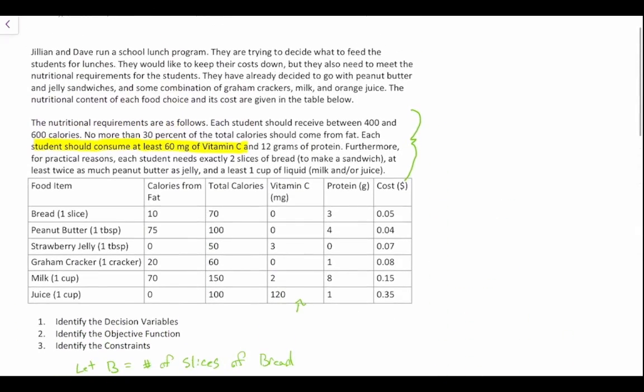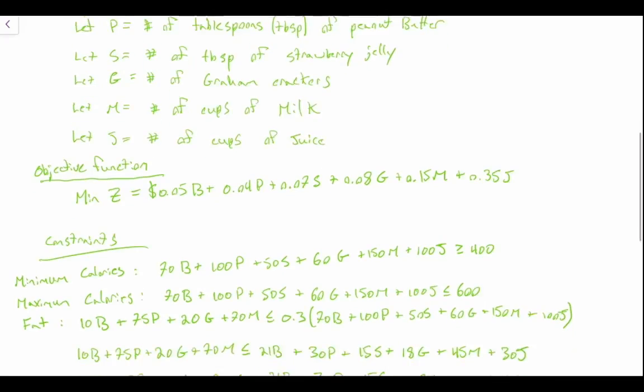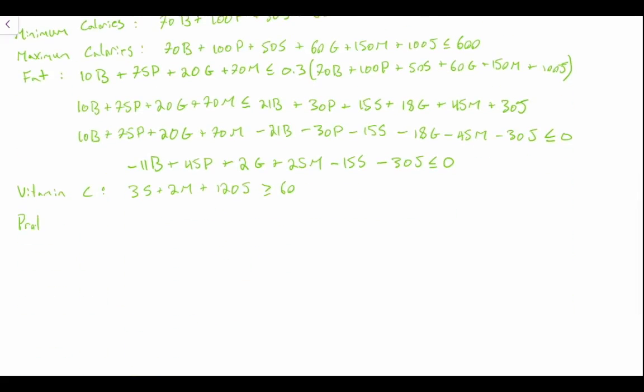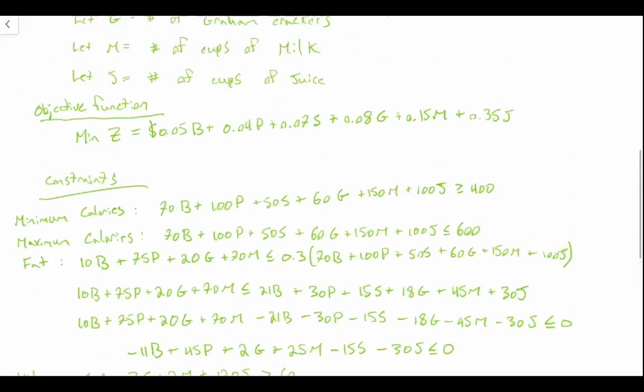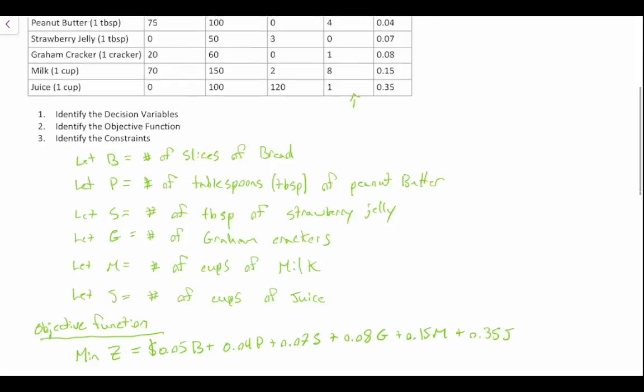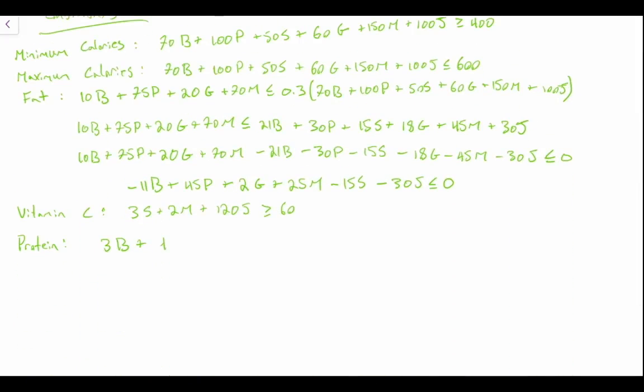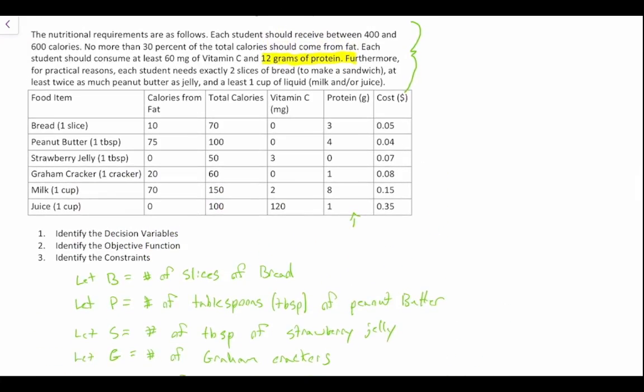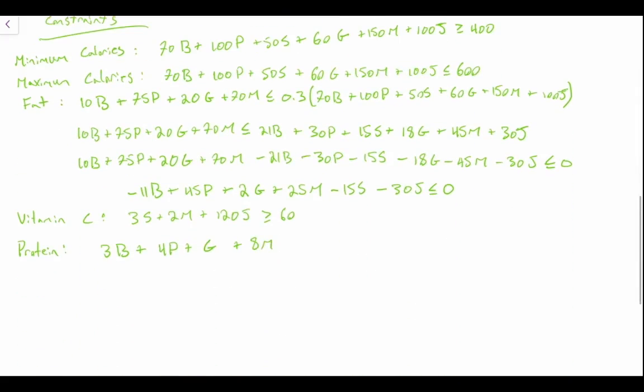Okay, now our other constraint here is that we're told that they need to have 12 grams of protein. And what is our protein breakdown? Well, our protein breakdown is found in this column right here. So we'll label our constraint here protein. And we're told that there are 3 grams of protein in bread plus 4 grams of protein in peanut butter and 1 in a graham cracker. So plus 4p plus 1g plus 8 grams of protein in a cup of milk and 1 in a cup of juice. So plus 8m plus j. And we're told that this must be greater than or equal to 12 grams of protein.